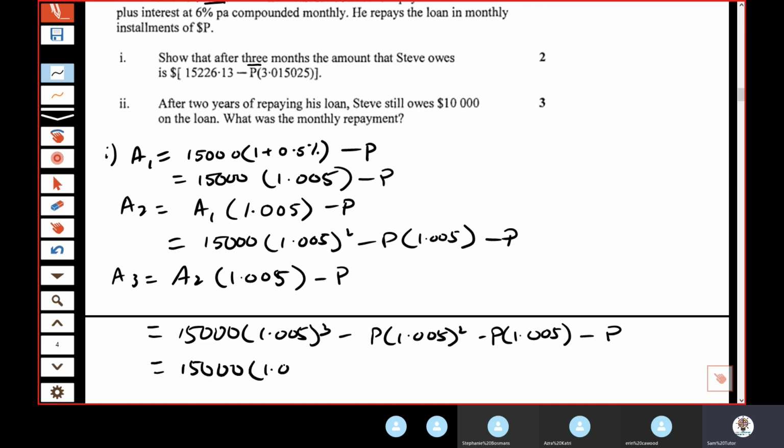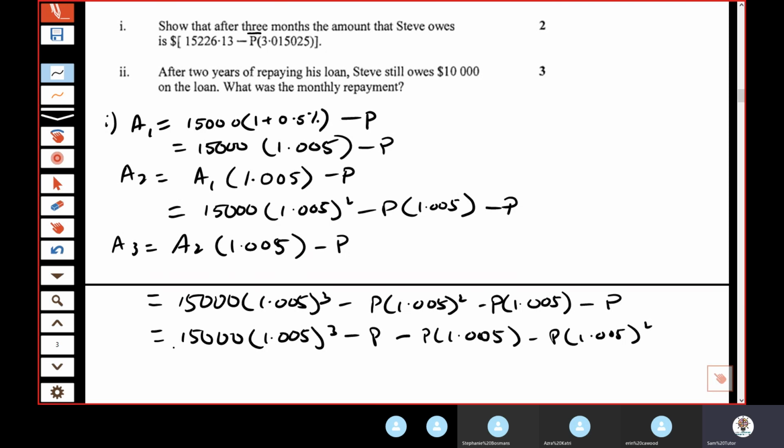Next, minus P, 1.005 minus P, 1.005 squared. Now I look, and I think I get what's happened. They've factorized the P out. They've used the formula for the inside, and they've simplified this one. So, I'm right. The answer to this should be 15,226.13, and then factorize my P, 1 plus 1.005 plus 1.005 squared.